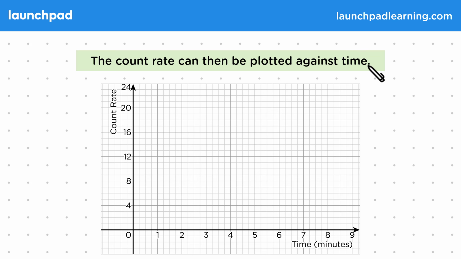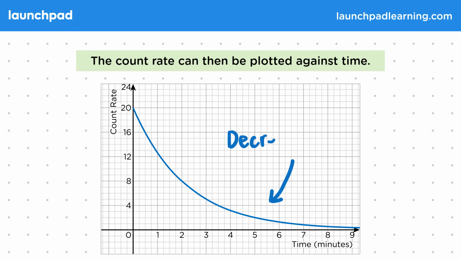We'd do so on a graph like this, with count rate on the vertical axis and time on the horizontal axis. If we plot our measurements against the times we took them, we'd get a downward curve like this. This is showing that the count rate decreases over time. In fact, it will decrease in the same way that activity decreases, which is why we can now use this graph to calculate half-life.